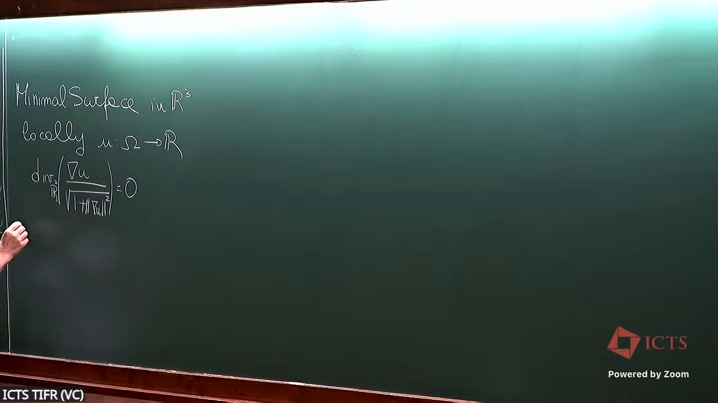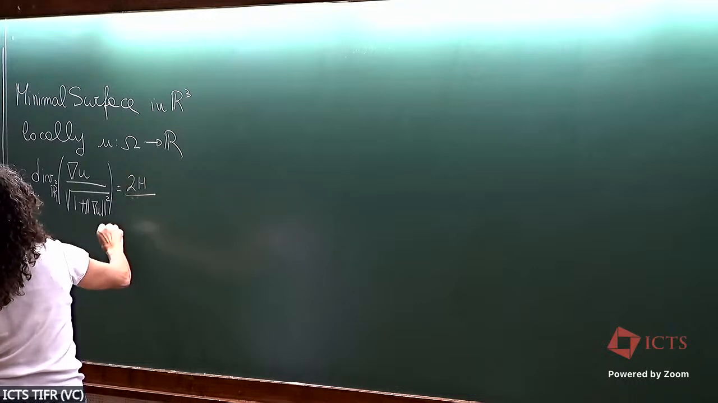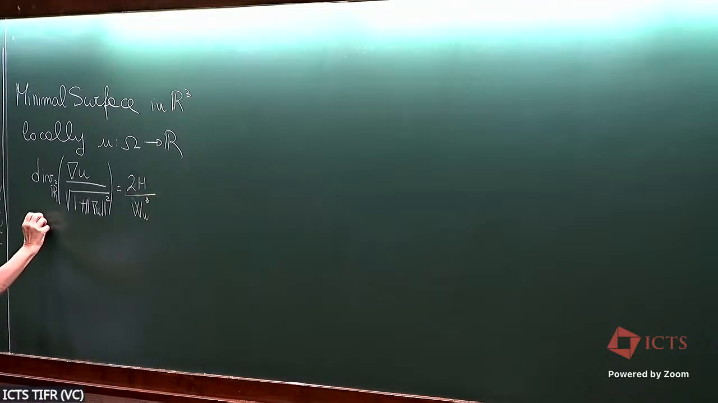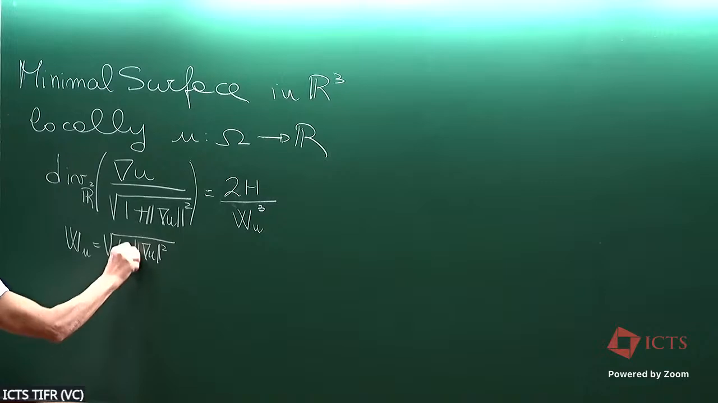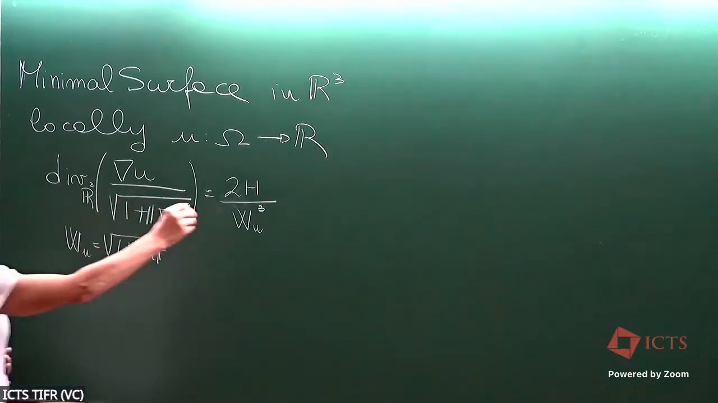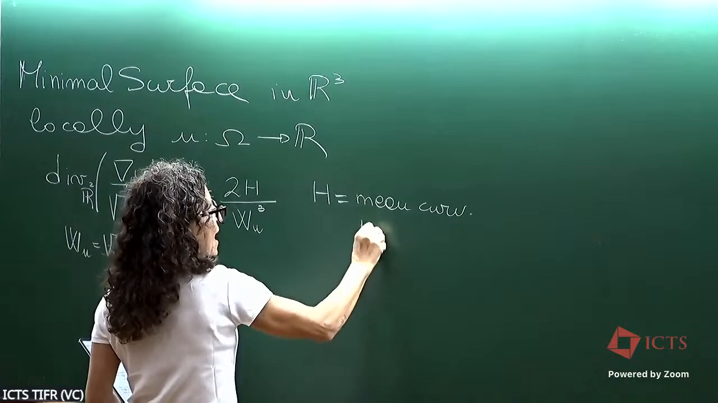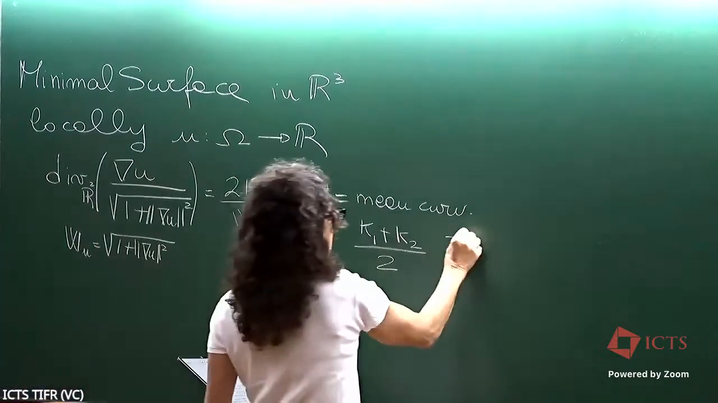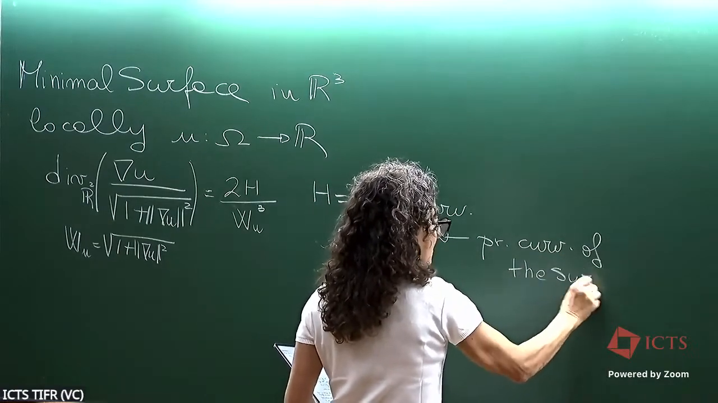In fact, you can extend this a little bit and write that this is 2H over W to the power 3, where W is usually this stuff, where H is the mean curvature. That is the sum of the principal curvatures divided by 2. These are the principal curvatures of the surface. Okay, this is really very easy. It is a basic course in differential geometry of surfaces in R3.